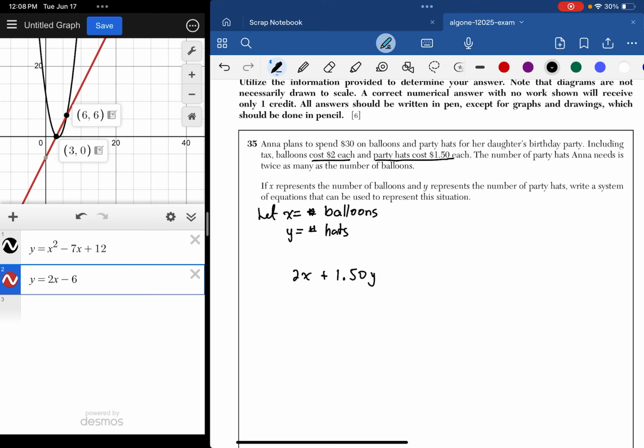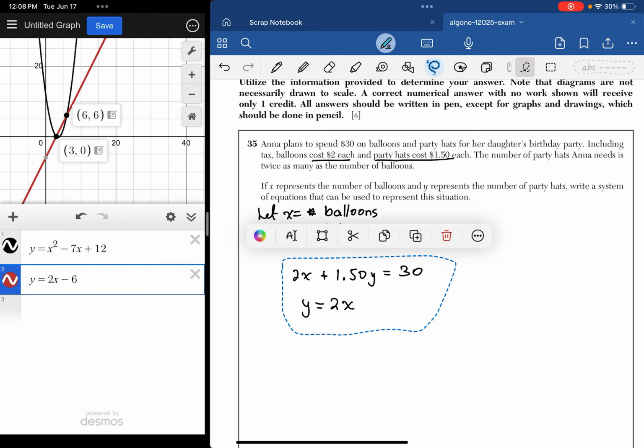The number of party hats that Anna needs is twice as many as the number of balloons. So the number of hats is 2 times the number of balloons. All right, so that's my system of equations. I'm going to copy that over to the next page.